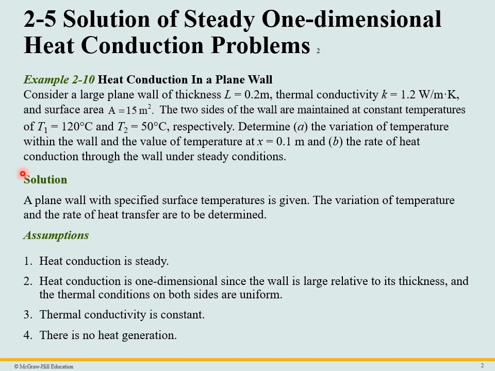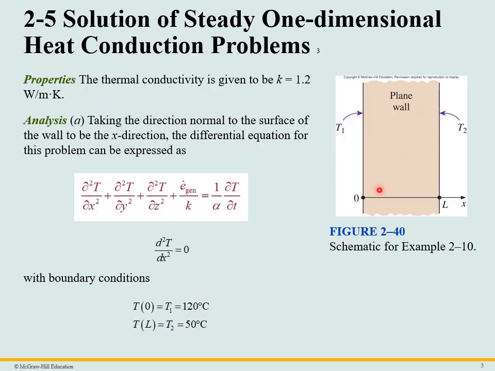So here we have a problem where we have constant boundary conditions on the outside and inside wall. We want to determine the temperature and the rate of heat transfer. Our assumptions here are that heat conduction is steady, it's one-dimensional, the thermal conductivity is constant, and there's no heat generation inside the wall. So here's our problem graphically. We have a plane wall, we have two temperatures on each side, and the wall has a certain thickness L. So this is essentially a one-dimensional, steady state problem.